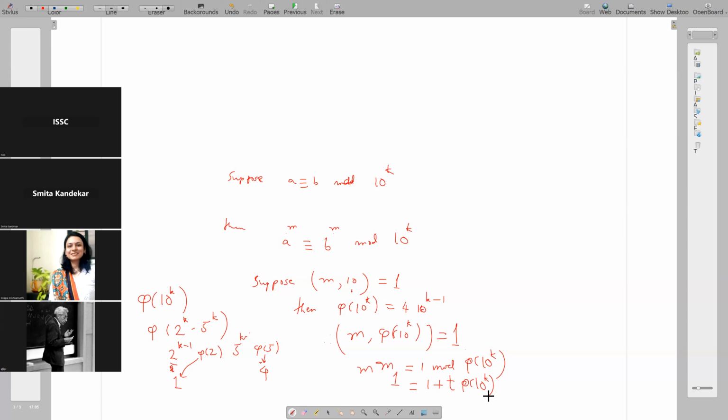Now this is one way we have done. So I want to do the converse. So let A raised to M be congruent to B raised to M mod 10 raised to k.